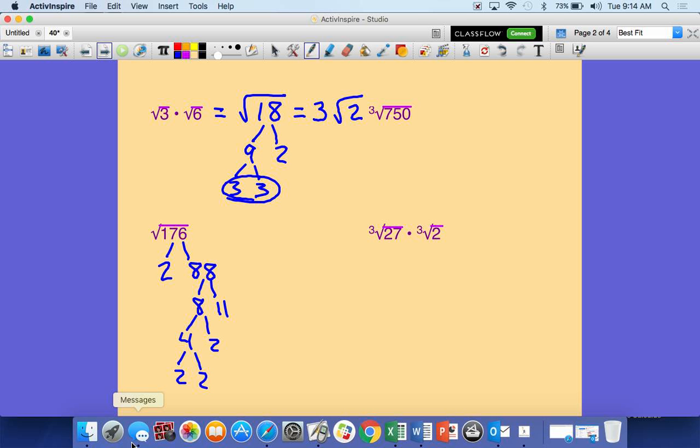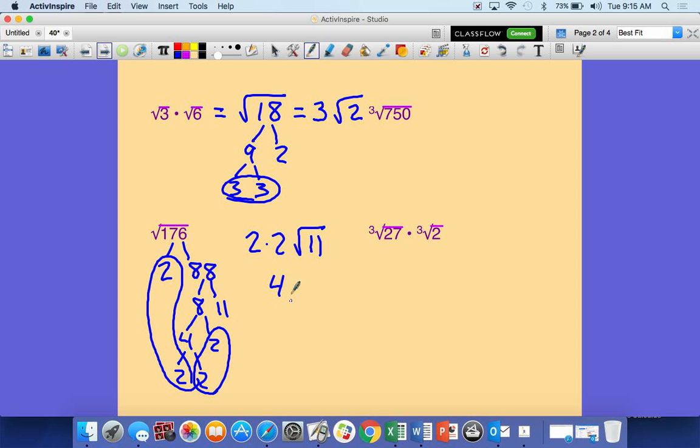Those are all prime. Now what we're looking for is pairs. I've got a pair of 2's here and a pair of 2's there. So I'm going to take one of both of them out and put it out in front. And then the 11 is left over, that goes back under the square root sign. Now with these two 2's, what we've got to do is multiply them together. So we get 4 square roots of 11.